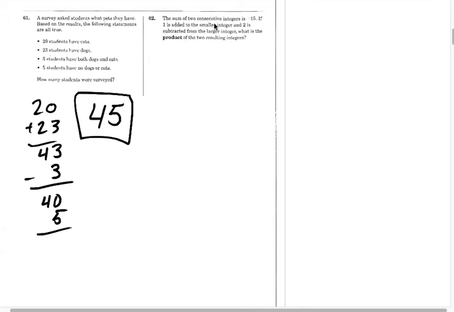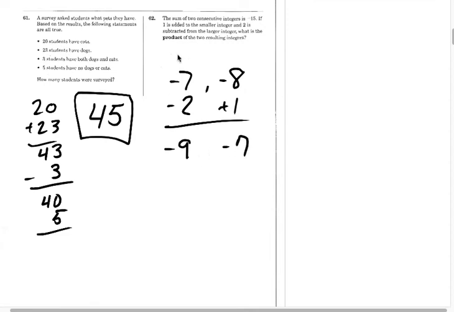Okay, the sum of two consecutive integers is negative 15. So what equals 15? 7 and 8. But of course, they're both negative. And if 1 is added to the smaller integer, that would be here, plus 1, because negative 8 is smaller than negative 7. And 2 is subtracted from the larger integer. We're going to end up with negative 9 and negative 7. What is the product? Multiply these together, and you end up with 63 positive, because two negatives.